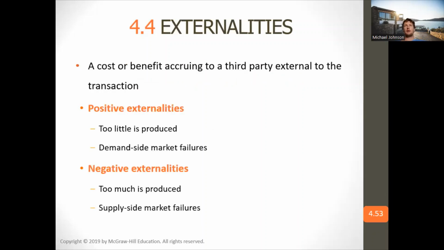So positive externalities, there's not enough of a product that's produced. You should produce more because there's a lot of benefit to it, so producing more would be a good thing. Negative externalities are when you're producing too much of something. So it might be that you're polluting too much and producing as much as you do is too much production. So you have to reduce your production.